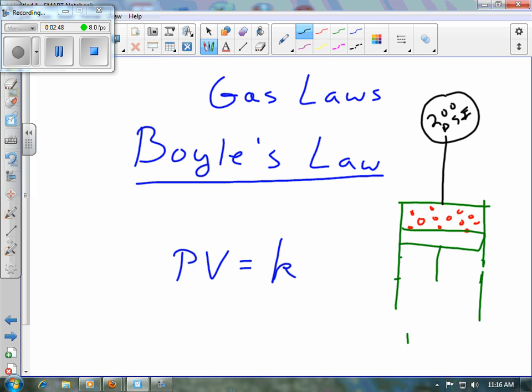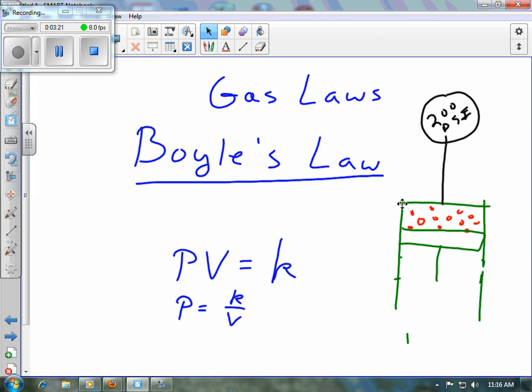And this is all that this law states, that the pressure is inversely related to the volume. So you can rewrite the equation: the pressure equals K divided by V. So if V gets bigger, then pressure has to get smaller. And if V gets smaller, pressure has to get bigger.